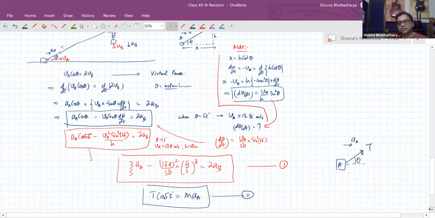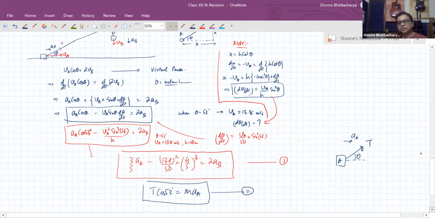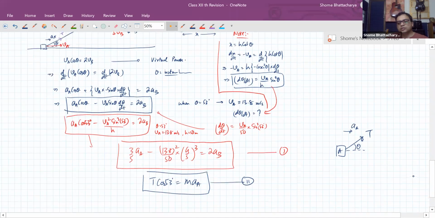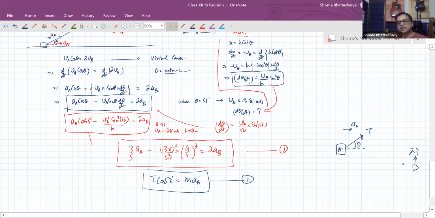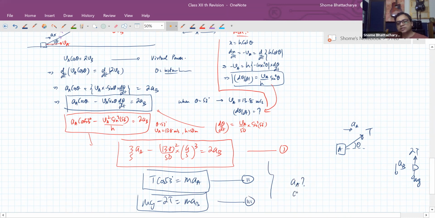Okay, and block B, of course, very simple. 2T upward, mg downward, acceleration of B. So mg minus 2T is equal to m into acceleration of B. So I have three equations and three variables. So acceleration of A, acceleration of B, and the instantaneous tension, the three unknowns. All three are instantaneous quantities here. So they will be solved by using these equations.